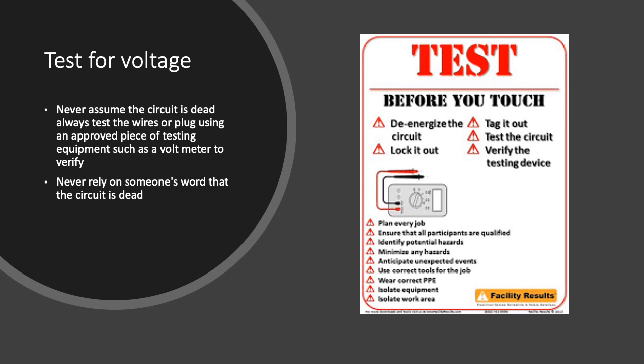So testing for voltage before you mess with anything is important. So even after something's locked out and tagged out, you want to make sure you use a voltage meter to test to ensure the circuit is dead prior to doing any work, or even maintaining equipment if it's not on the electrical system, because it can cause problems and shock.